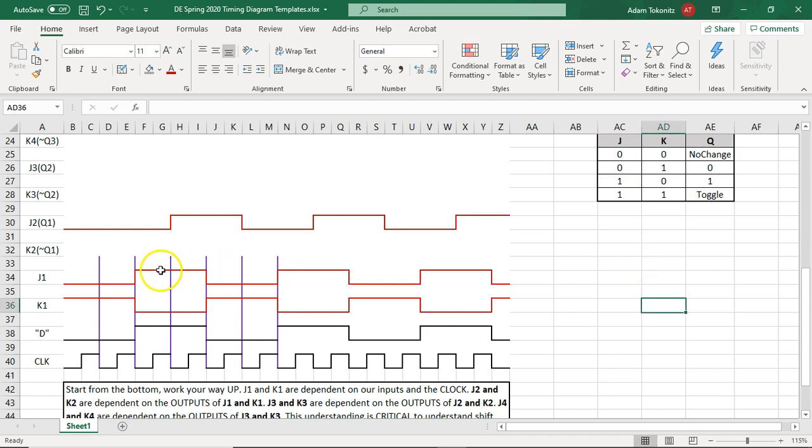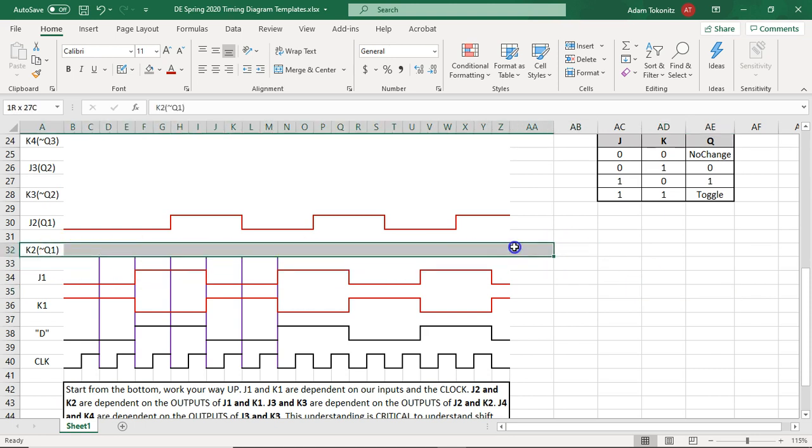Notice, it is the same exact wave as J1, but it's been shifted over by one clock trigger. And that's the point. It has to be, because it is a shift register. That's where that word comes into play.